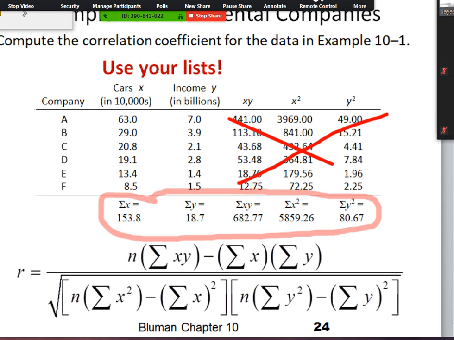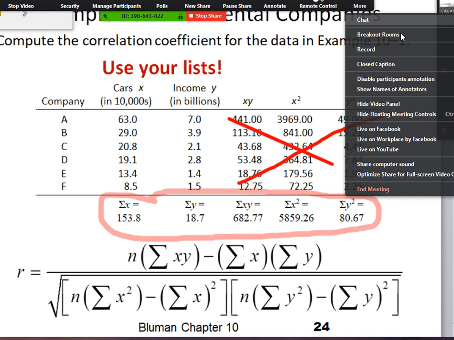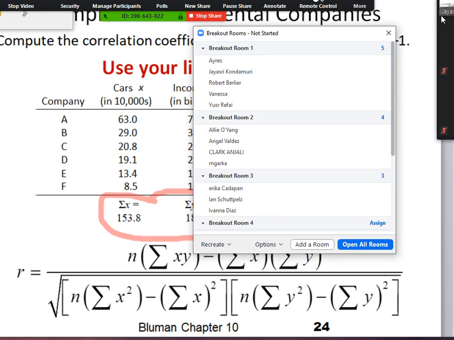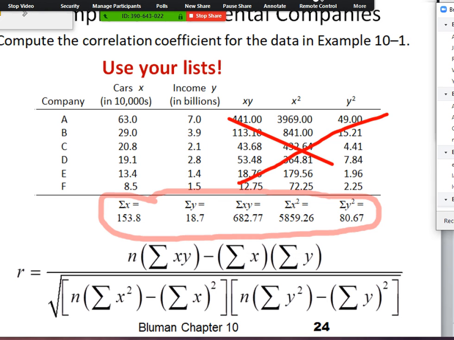So I'm going to give you guys a couple minutes. I'll open up the breakout rooms so you guys can go in there and confer with your neighbors. I'll give you guys just like a minute and a half, 2 minutes to do this. Plug those in and calculate them.